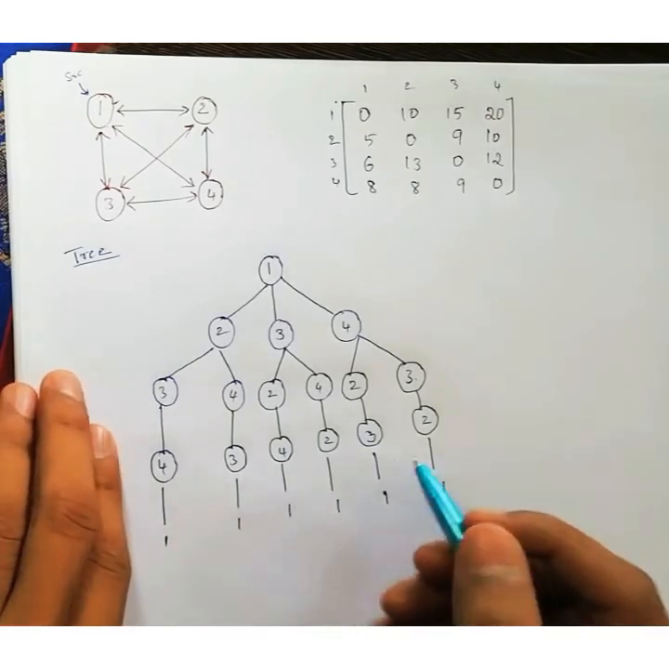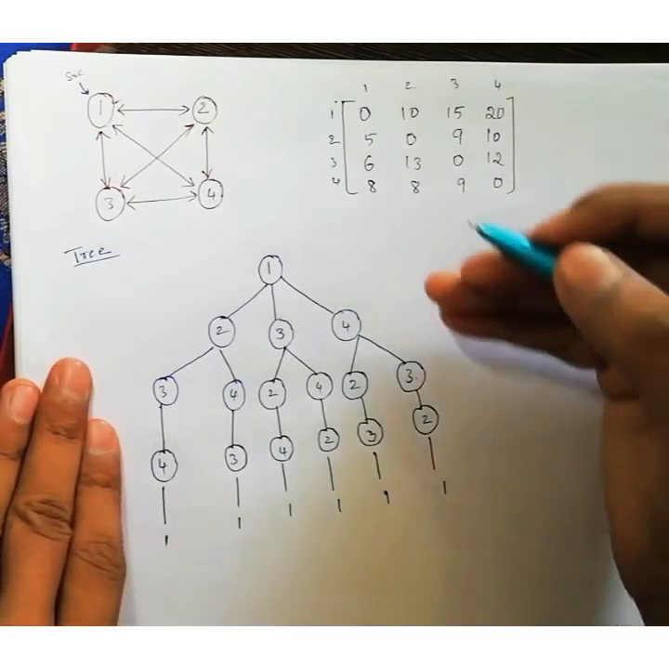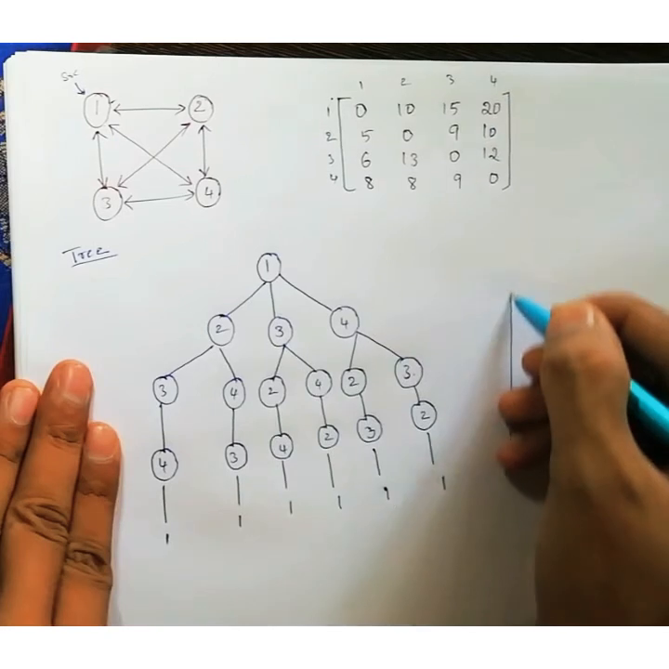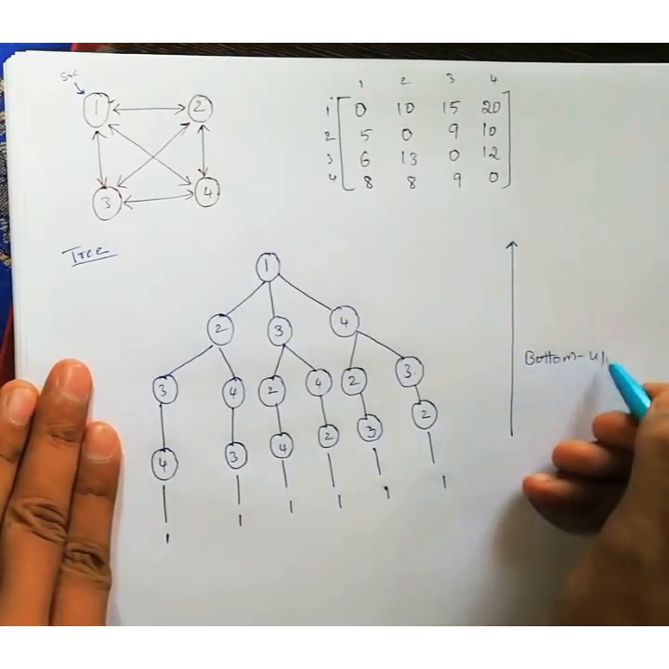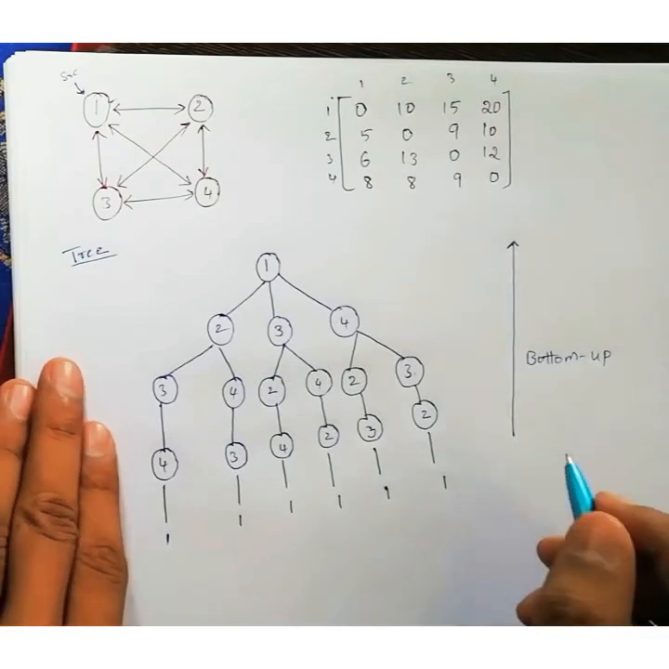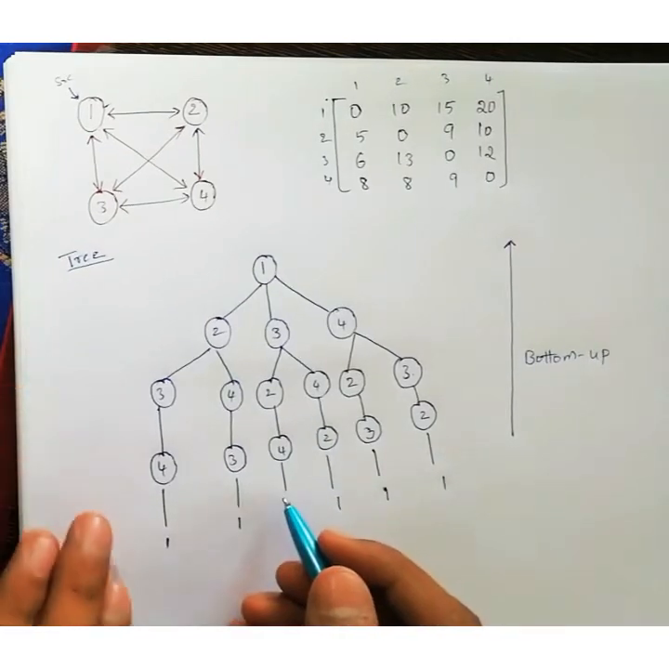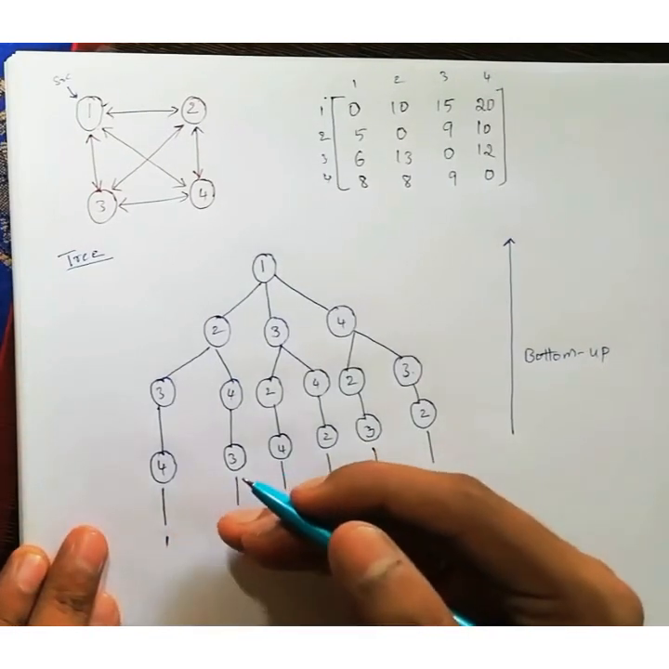So we are finding this from bottom to top. We are calling this approach the bottom up approach, bottom to top, and that is by using the dynamic programming approach. Okay, so it just starts from lower to upper.